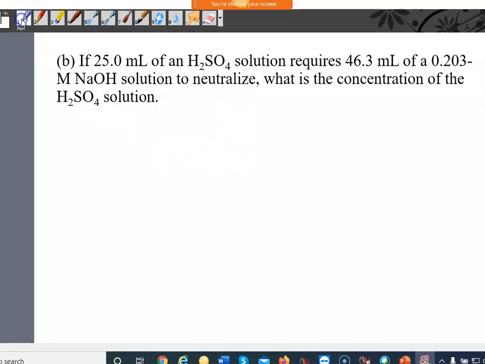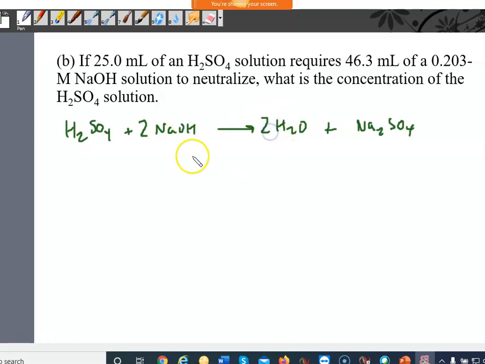Okay, this one's a little different because notice it's H2SO4. So if you write the equation, H2SO4 plus sodium hydroxide gives you H2O plus Na2SO4. And this time you have to balance the equation. So basically, you need 2 moles of sodium hydroxide, so I'll put 2 here. It's a 1-to-2 ratio of your acid versus your base. So you have to make sure that you factor this into your equation.